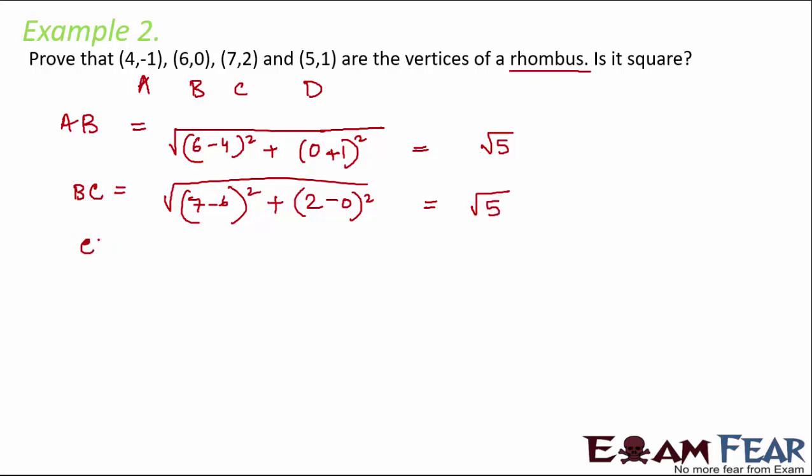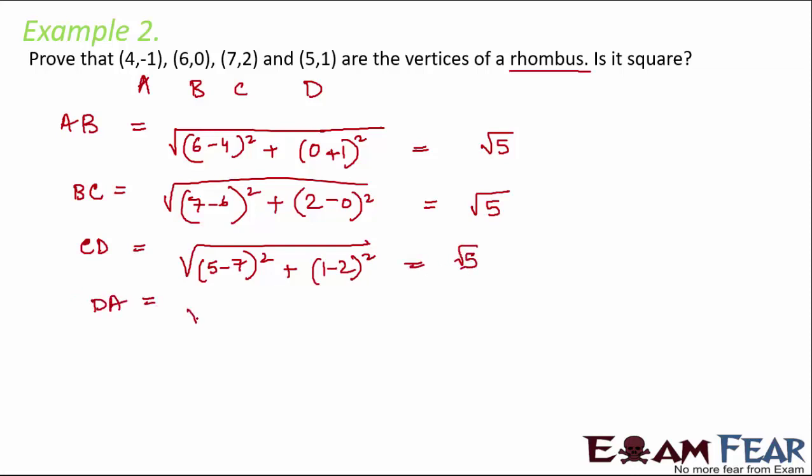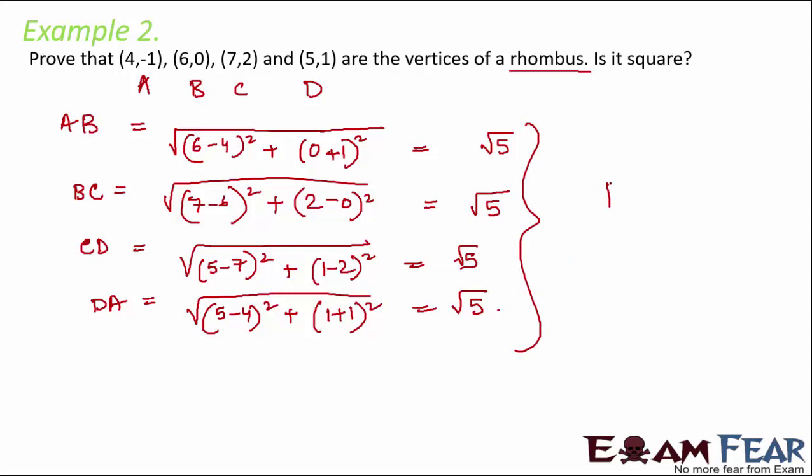Now we calculate CD, which is equal to root over (5 minus 7) whole square plus (1 minus 2) whole square, which is root 5. Then we calculate DA, which is root over (5 minus 4) whole square plus 1 whole square, which is root 5. So we see that all four sides are equal, and that is why this is a rhombus. Now, in order to find out if it is a square or not, we need to focus more on the angles, because if it is a square, the angles should be equal to 90 degrees.